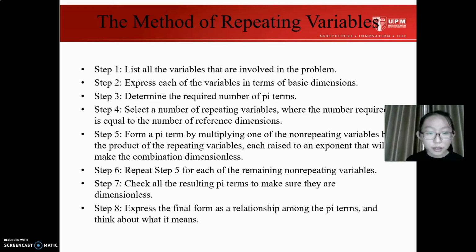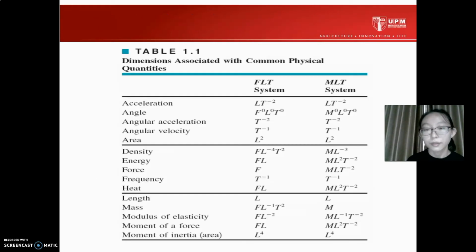Step 6: repeat step 5 for each of the remaining non-repeating variables. Step 7: check all the resulting pi terms to make sure they are dimensionless. Step 8: express the final form as a relationship among the pi terms and think about what it means. So here is the table for the reference of the FLT system and MLT system.